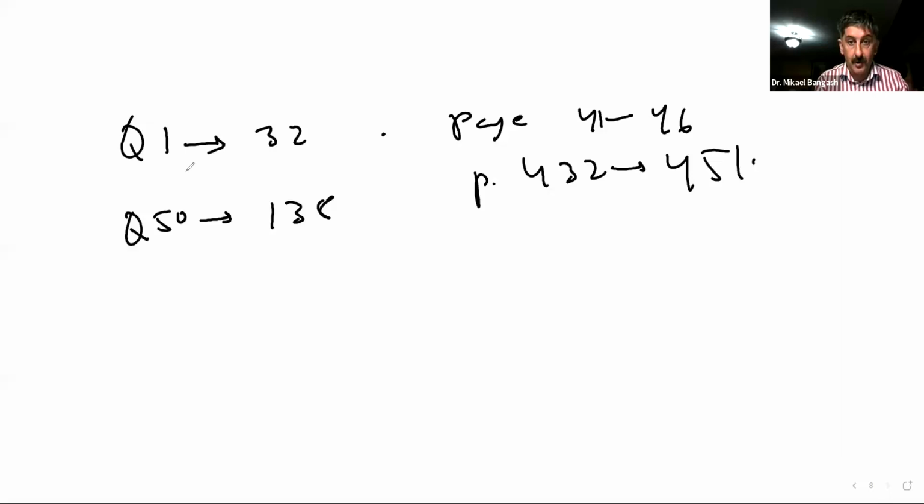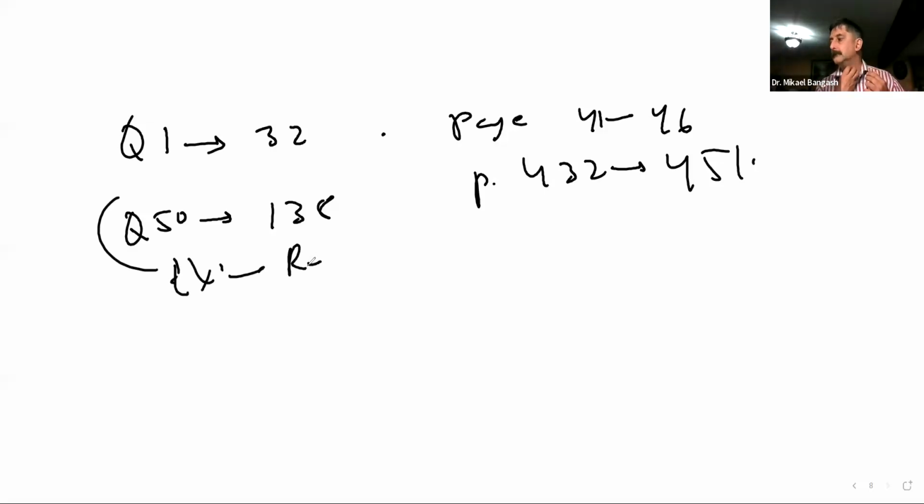It was the 32 questions at the end of the chapter, but also from question 50 to 138, from page 432 to page 451. These are made in the exam review. Those are questions for chapter number 3.